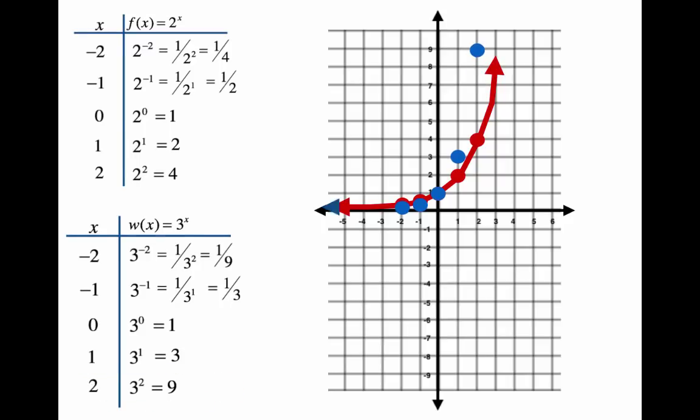So connecting those points with a smooth curve looks more like this. And there's our graph. Okay, so they look very similar to each other. They're just slightly different in numbers. Here's f of x, here's w of x. I'm going to label them.